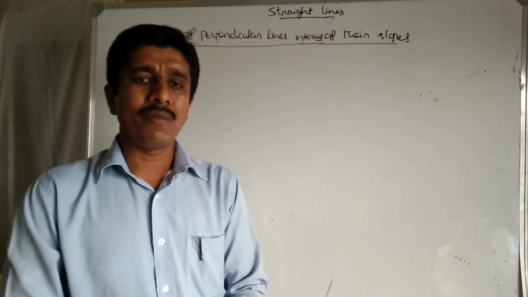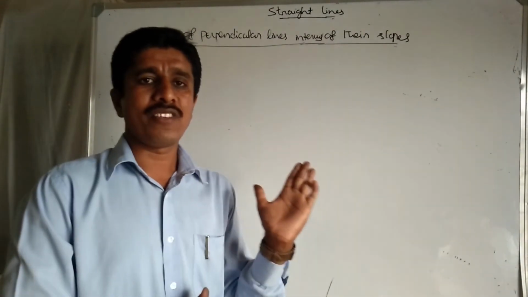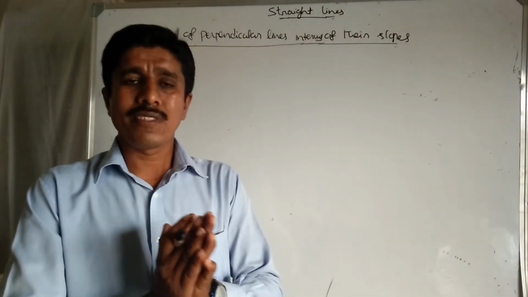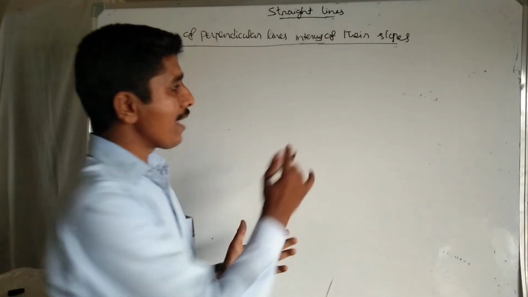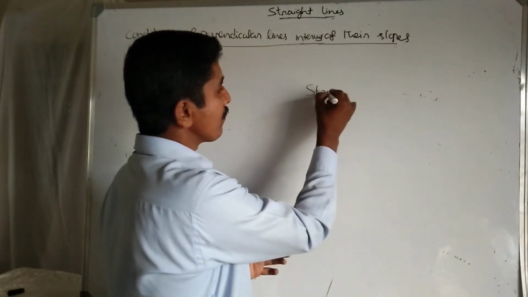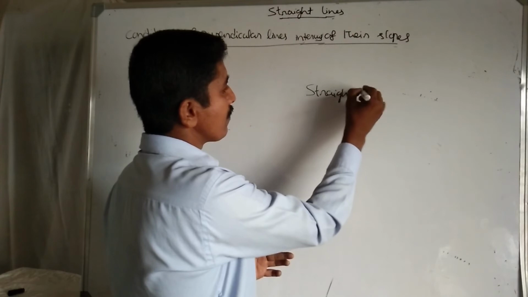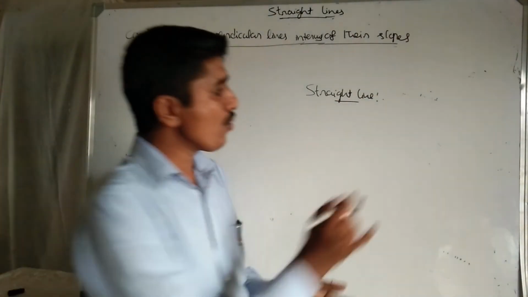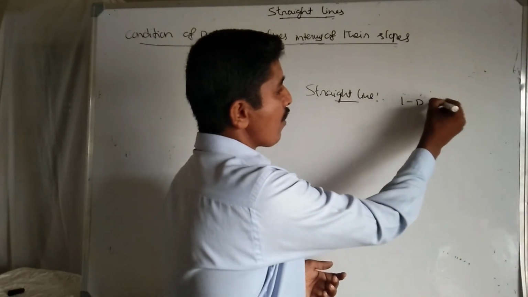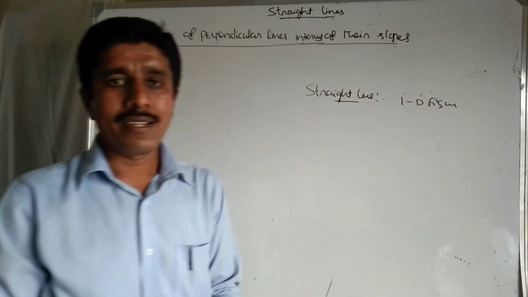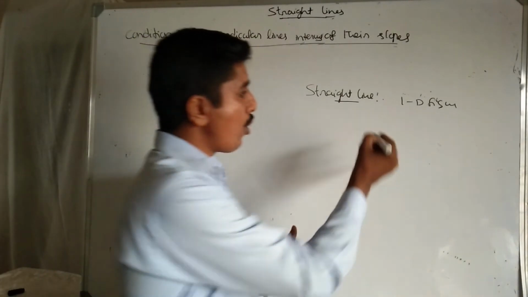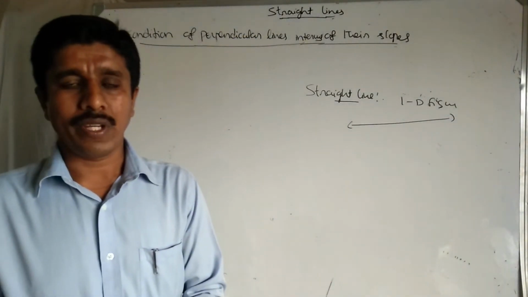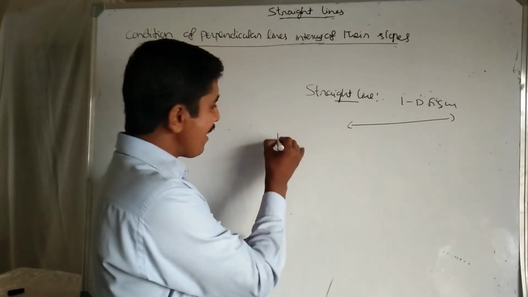So we shall recall what we have seen in the last two classes and today's class. Very important: the syllabus will start from the straight line. A straight line is a one-dimensional figure. It extends infinitely in both directions. Next, inclination of a line.